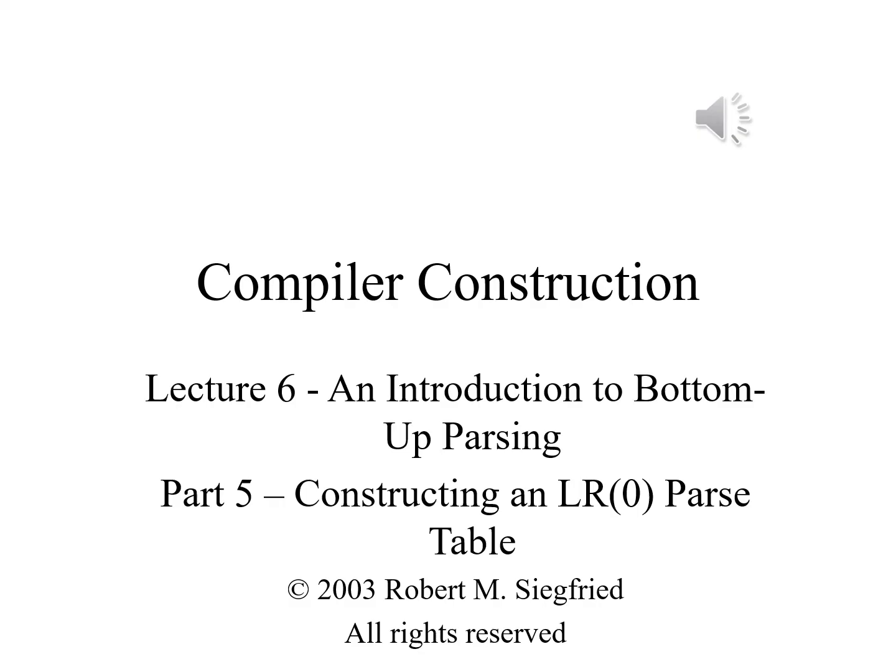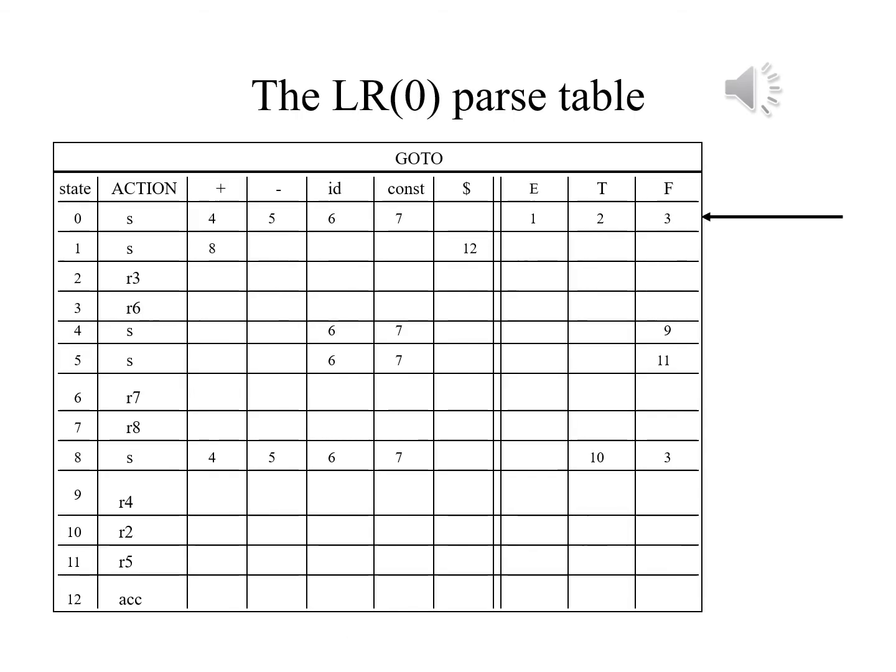In Part 5 of Lecture 6, we will discuss constructing an LR0 parse table. Let's put together the parse table. State 0 is a non-final state. All the dots are before the end of their respective item. That means the action is shift.